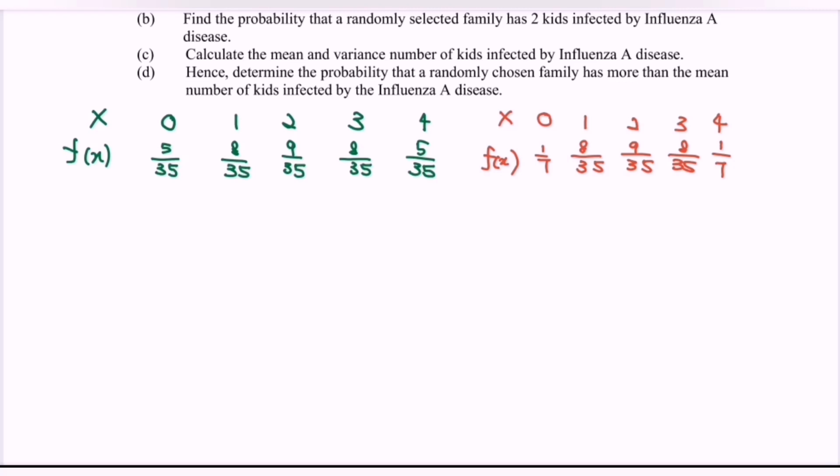Next, move on with question B. Find the probability that a randomly selected family has 2 kids infected by influenza A.